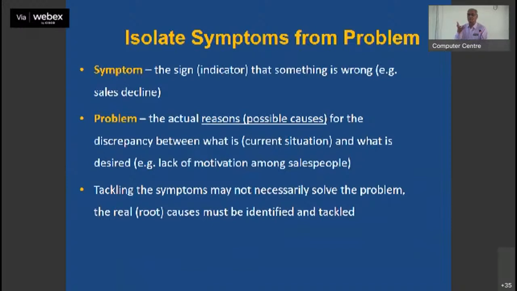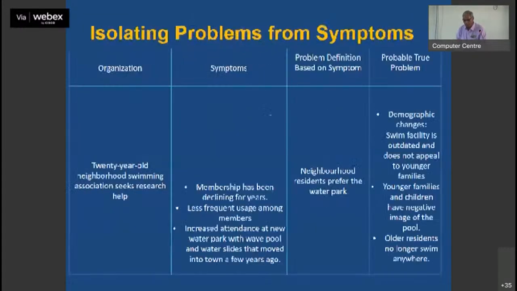So now one very good example is there. There are two things. One is symptoms and the other is problem. And sometimes we assume the symptom is the problem of the company or the person. So you have to isolate what is the symptom and what is the problem. And for that, I'm giving you one example.